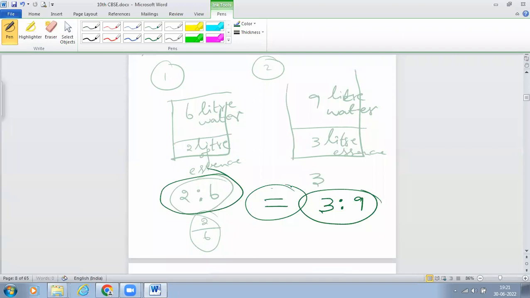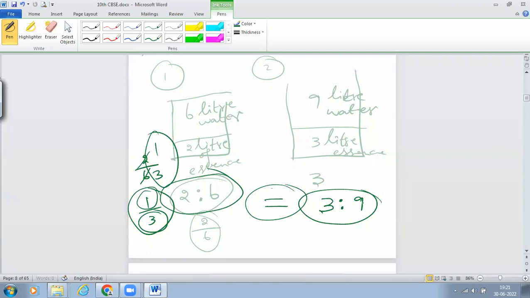Yes. So now you understood the word proportion. That is why I have taken this example. The meaning of 2:6 is 2/6. 2/6 can be simplified: 2 ones are 2 and 2 threes are 6. It is 1/3. The meaning is, for 1 part of essence, we have to add 3 parts of water. That is the meaning of 2 liters of essence and 6 liters of water.